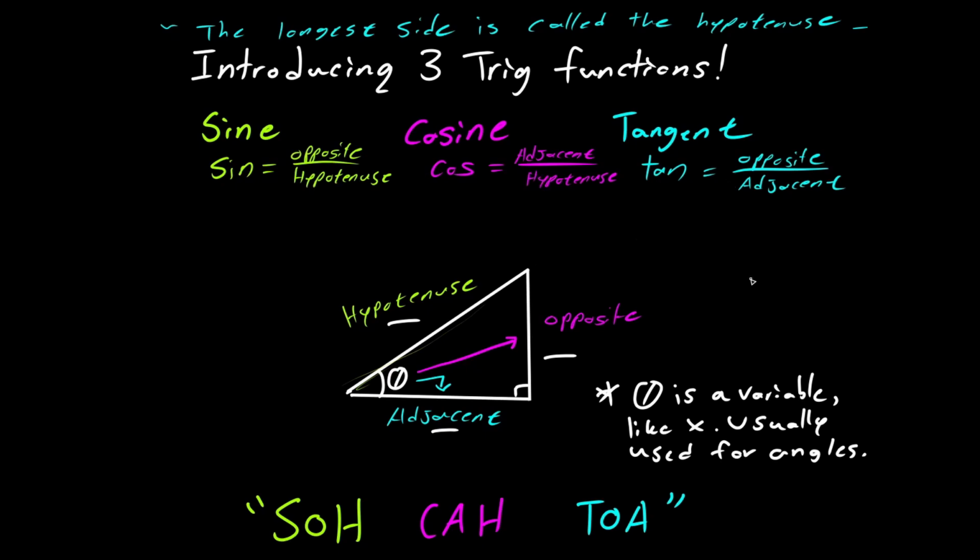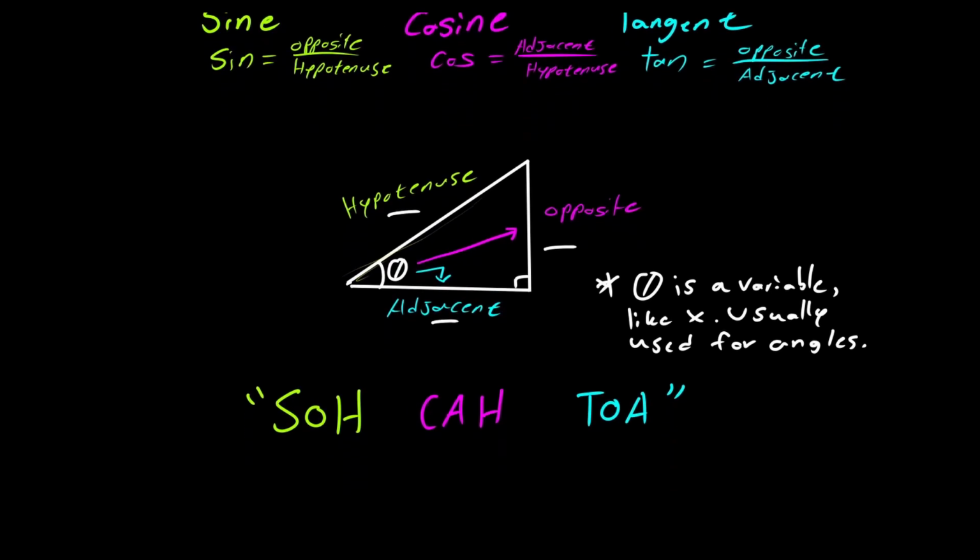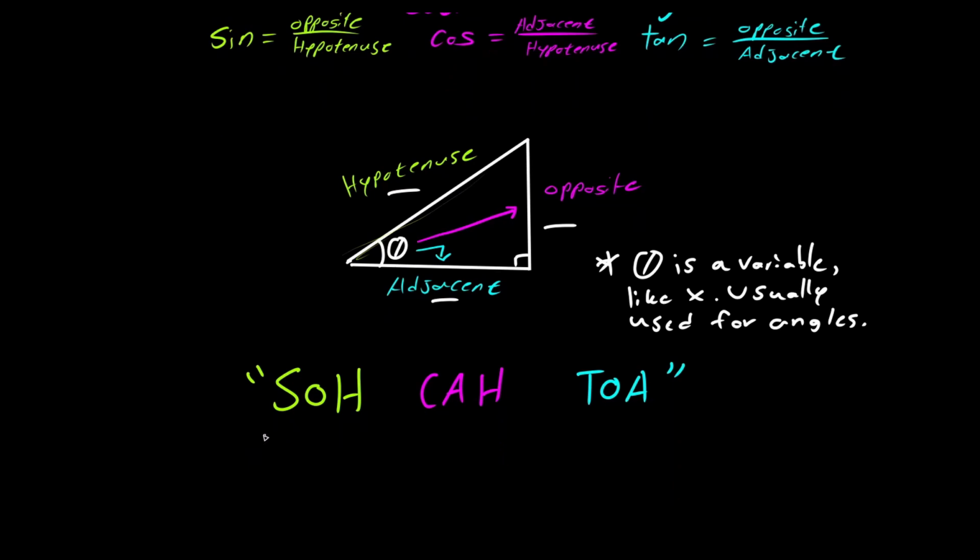Now, an easy way to remember it is using the saying SOH CAH TOA. So, SOH being sine is equal to opposite over hypotenuse. CAH is cosine is equal to adjacent over the hypotenuse. And TOA is just tan is equal to the opposite over the adjacent.